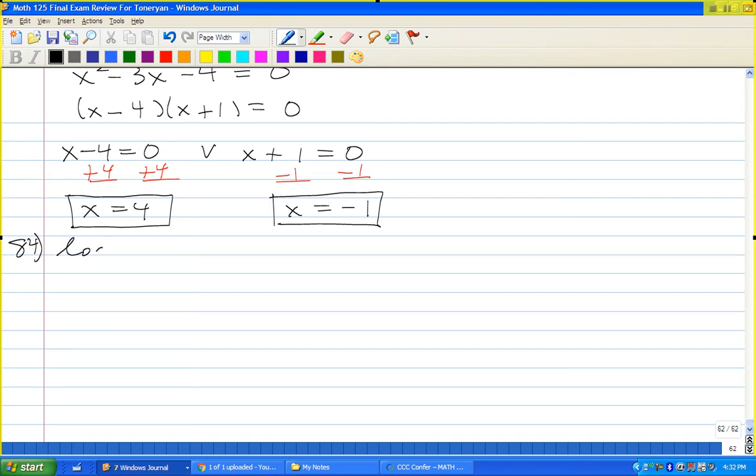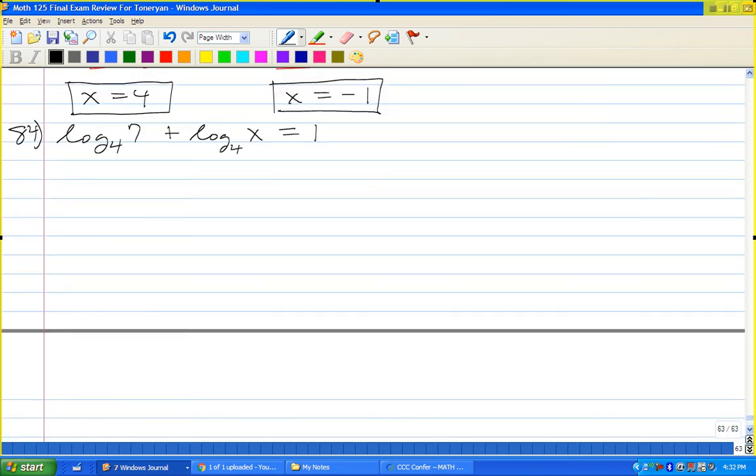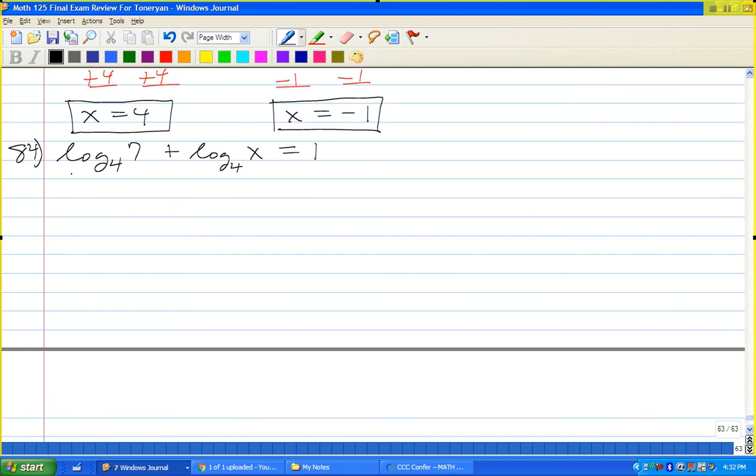Log base 4 of 7 plus log base 4 of x equals 1. By the properties of logarithms, since the sum of logs is the same as the log of their product, log base 4 of 7 plus log base 4 of x is the same as log base 4 of 7x.